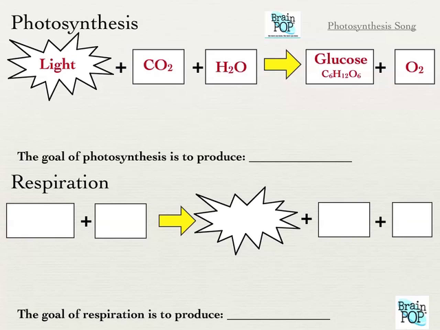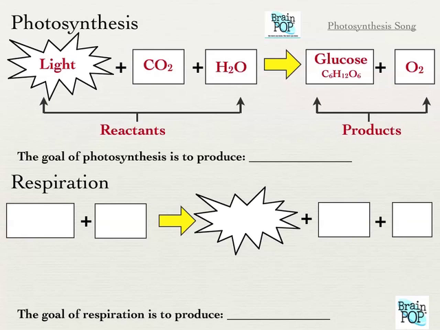Two other things. When we talk about a chemical equation, the things on the left side of the arrow, the ingredients or the raw materials, we call those the reactants. The reactants of the equation. And then guess what we call the things on the right side of the arrow? The things that are made are the products. They are the products of the equation.